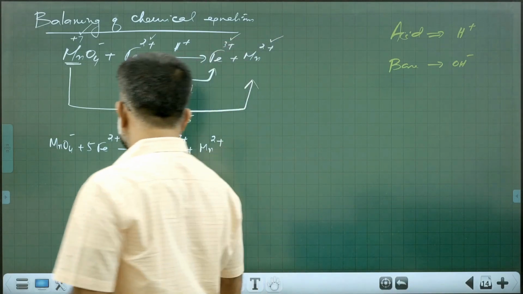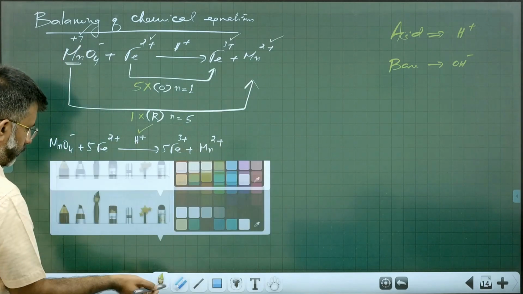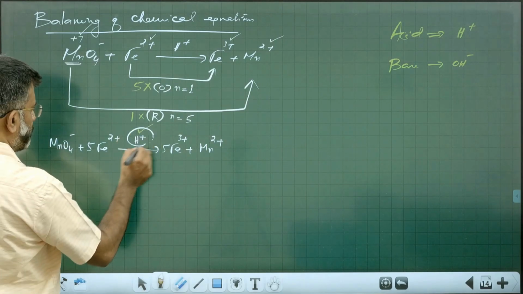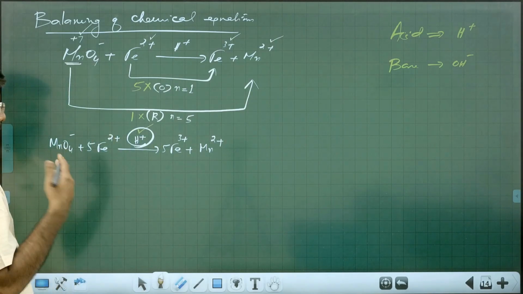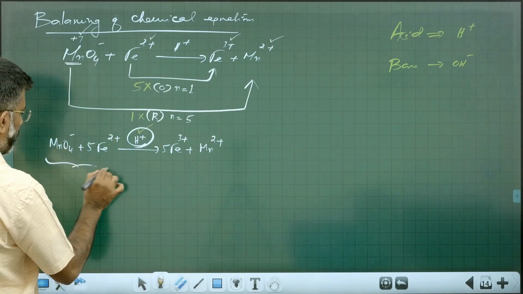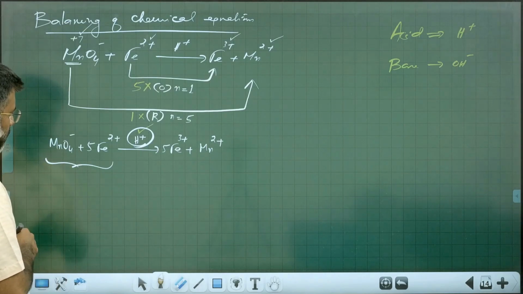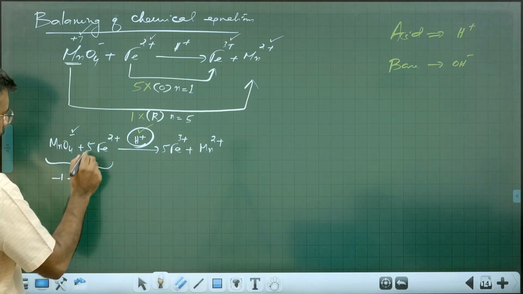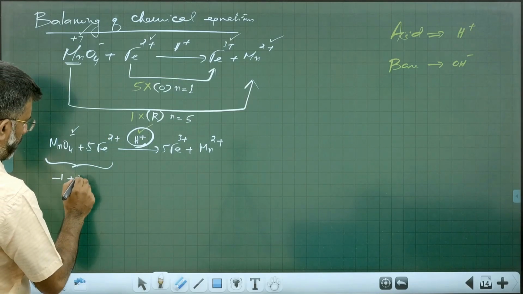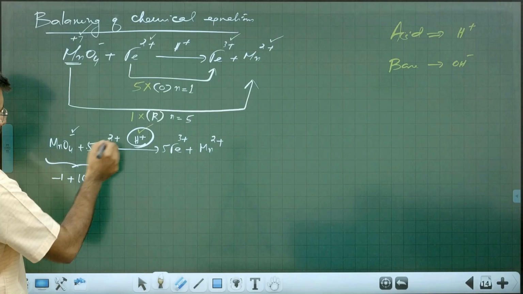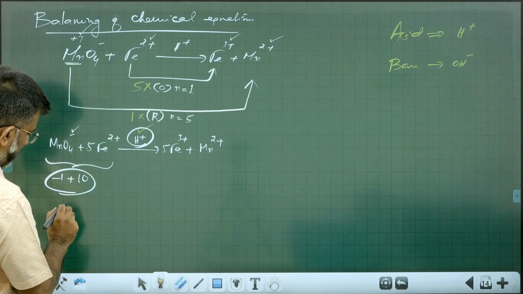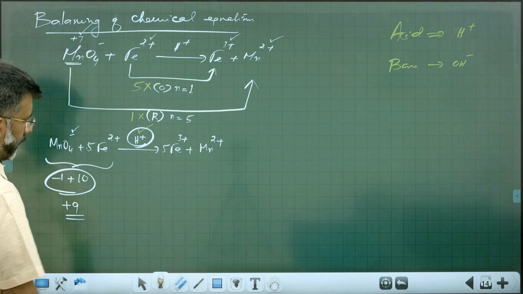Okay, so this is an acid medium. So in acid medium, using H plus you can balance the charge. Sir, how to balance the charge? Very simple. Look at this. On the left hand side, how much charge? You have minus 1 charge here, and 5 into 2, plus 10 charge here. So minus 1 and plus 10, the total charge on the left hand side is plus 9.